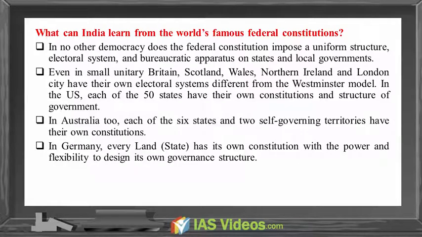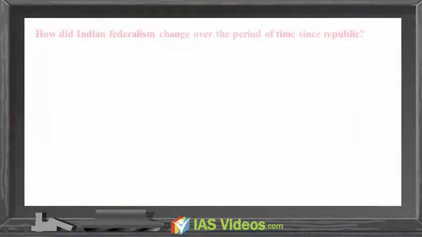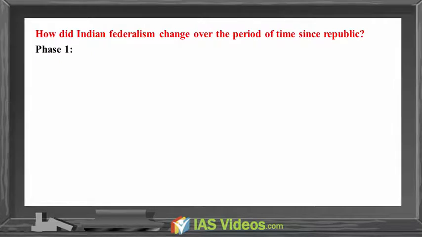In Germany, every land has its own constitution with the power and flexibility to design its own governance structure. In Canada, the 10 provinces have the right to decide on the electoral system, form of government and local government structure. How did Indian federalism change over the period of time since Republic?